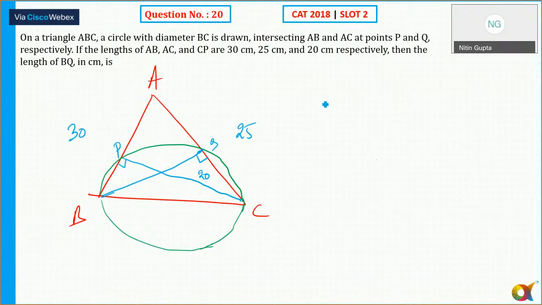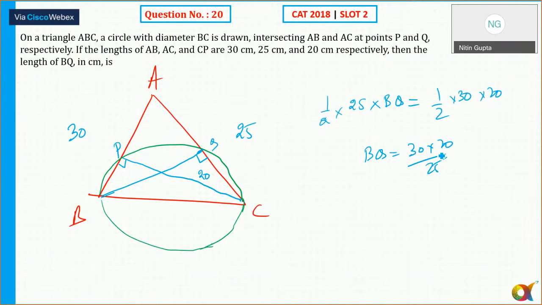So the area of this figure is equal to half. On base AC, the length is 25, and the height on base AC is BQ. So half into 25 into BQ is equal to half, taking base AB as 30, and the height from point C is PC, which is 20. That's it. So BQ is equal to 30 into 20 by 25, which is 24. So an easy one. If it doesn't strike you, then it might be lengthy, but it should strike you.